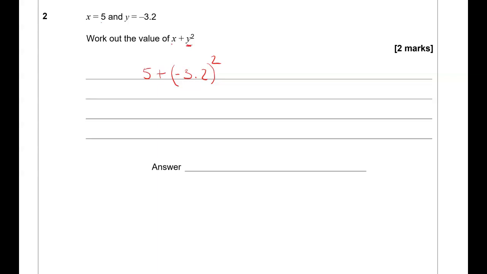So y squared means -3.2 is being squared. Now when you do this in the calculator, just make sure you actually do -3.2 times -3.2, which is 10.24. So you know that that would be the first step, doing the -3.2 squared.